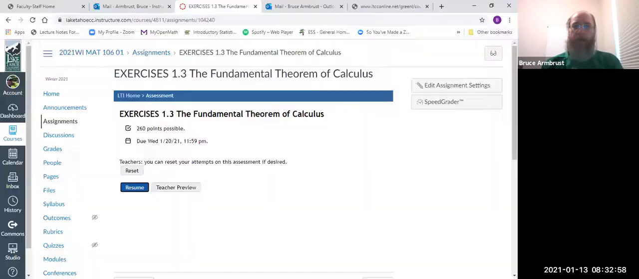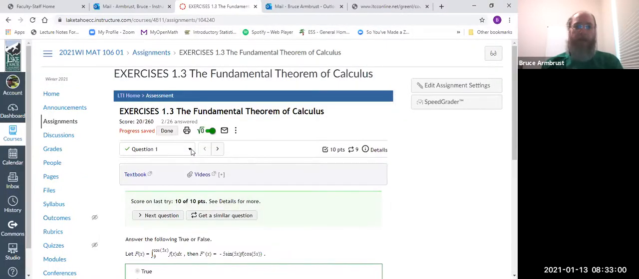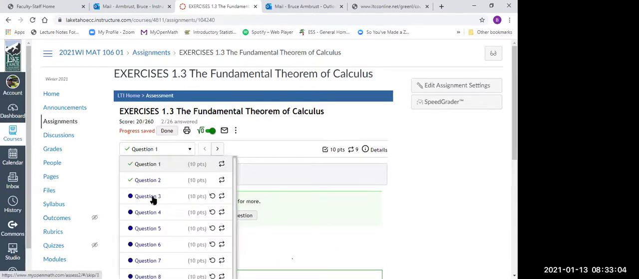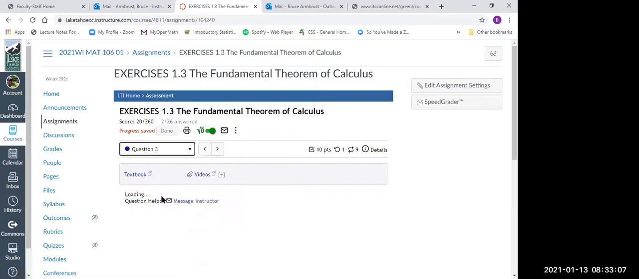Now it is possible, because these are from the Fundamental Theorem of Calculus section, that we might not have talked about the portion necessary to do all of these yet, but we'll just sort of see. So I'm going to go ahead and share my screen here. And we'll go take a look at these. All right, so question number 3. Let's go take a peek at that one first.